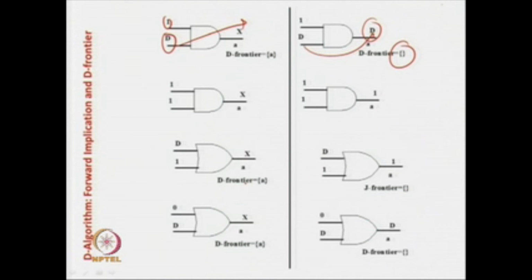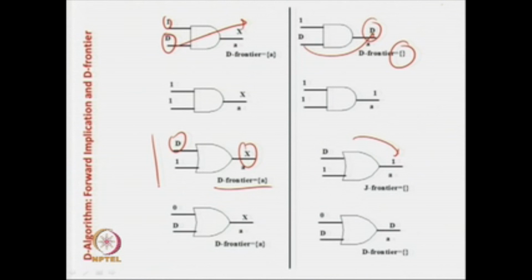This is another example, where it is a 0 and 1 and a D. So, the output is a D frontier, this one. So, A is a D frontier because this D is over there, this output is x. So, you can easily propagate the value as 1, but in this case again this is a very important point, you have to note that this is a D frontier like J frontier.